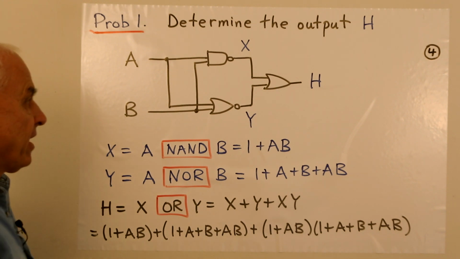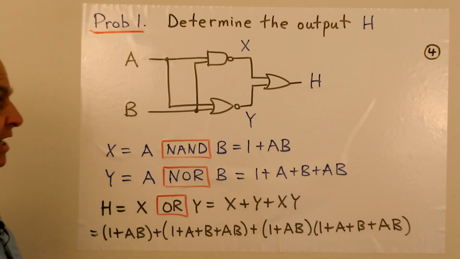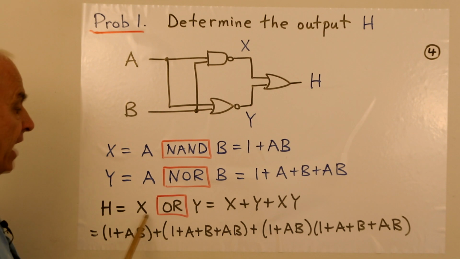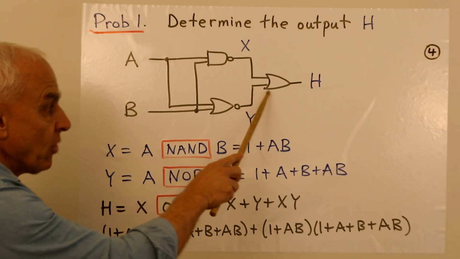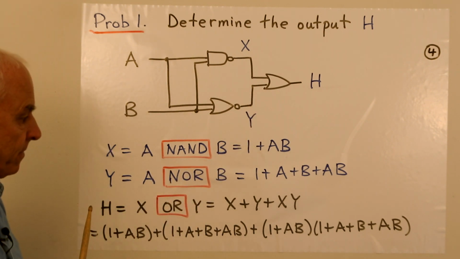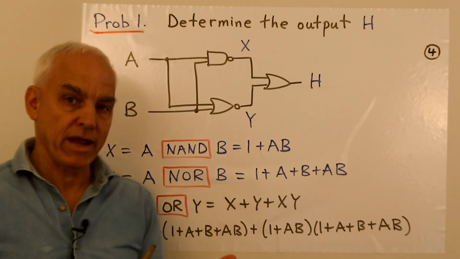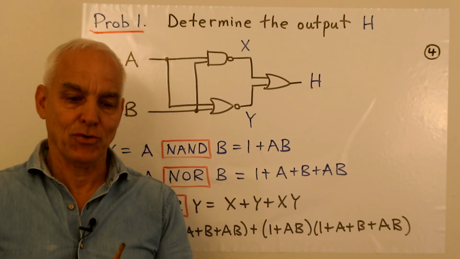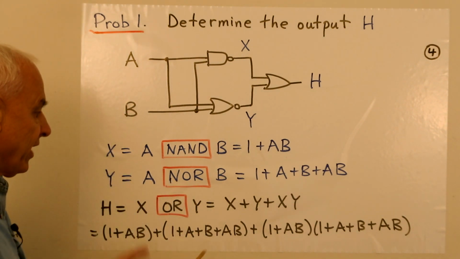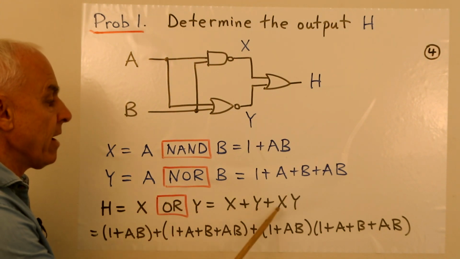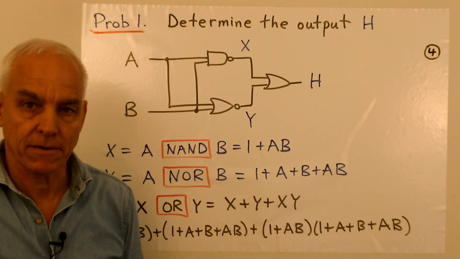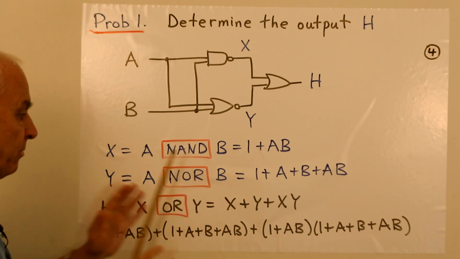Okay, and then H, the final output that we're really interested in, is X or Y, because there's an OR gate here. And we have to remember what the OR gate is with respect to the algebra of Boole. It's X plus Y plus the product XY. Okay, so now we can put these things together.